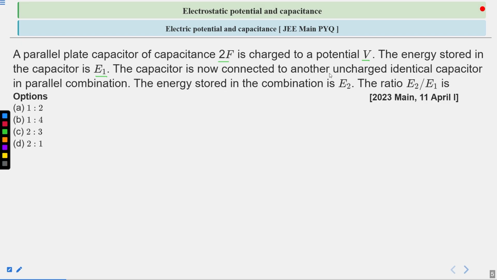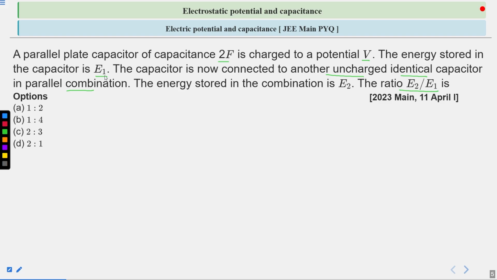The capacitor is now connected to another uncharged identical capacitor in parallel combination. The energy stored in the combination is E2. The ratio E2 by E1. Okay, so initially a parallel plate capacitor of capacitance 2 farad is charged to potential V. One capacitor is charged. Energy stored in the capacitor is E1.